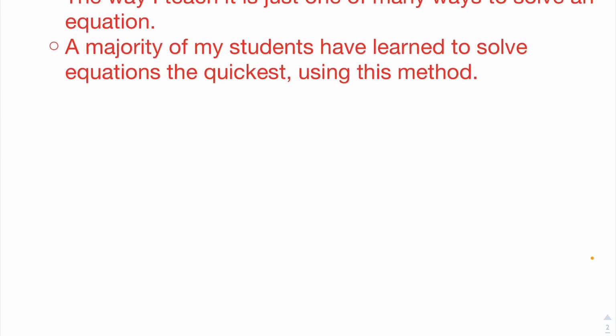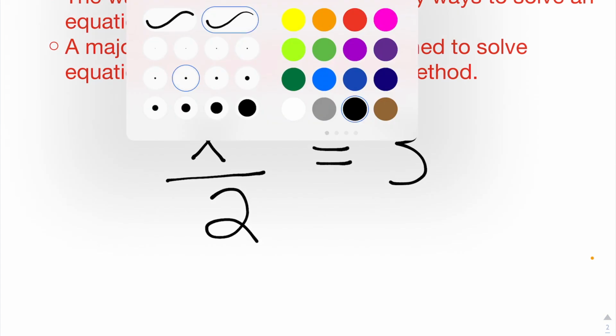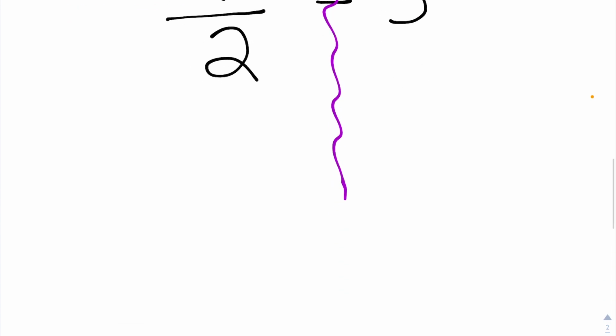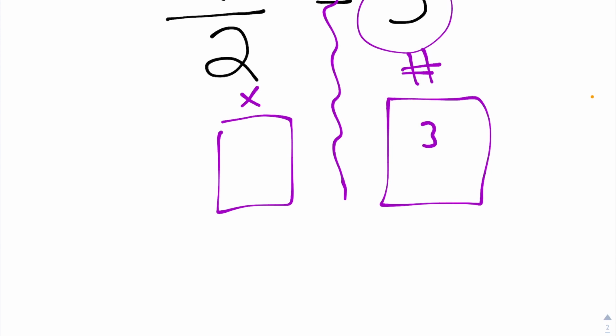So the first equation we're going to look at is going to look like this. Okay. Again, I am still going to use that wall. I am still going to put 2 boxes down. I'm going to drop my 3 down and put it in my box. I'm going to put my x over 2 in the box.